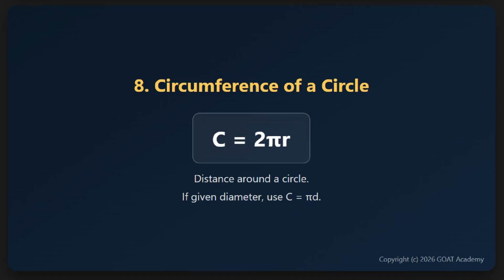The circumference of a circle is the distance around it, and the formula is 2 pi r, where r is the radius. If the problem gives you the diameter instead, remember that the diameter is twice the radius, so you can use the formula circumference equals pi times d. Either way, you'll need this for problems involving circles.